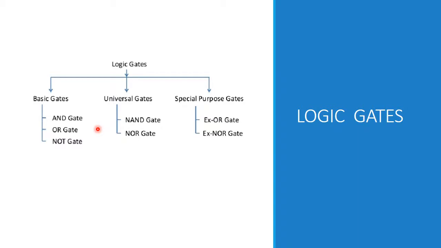Now we will discuss the different types of the logic gates. Logic gates have mainly three types: basic gates, universal gates, and special purpose gates. Basic gates. There are three basic gates: AND gate, OR gate, and NOT gate. In universal gates, we have NAND gate and NOR gate. In special purpose gates, we have XOR gate and XNOR gate.